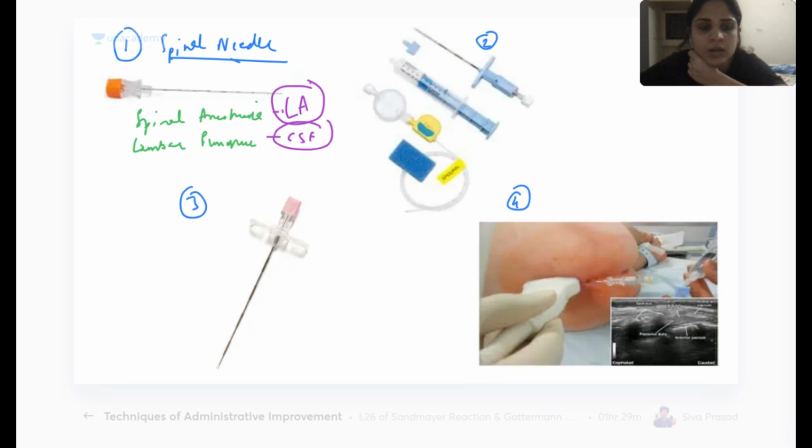All right. Now, how do you identify this needle? It is a plain needle with a transparent hub that is present over here. The hub here is transparent so that you can see the flow of CSF in it.